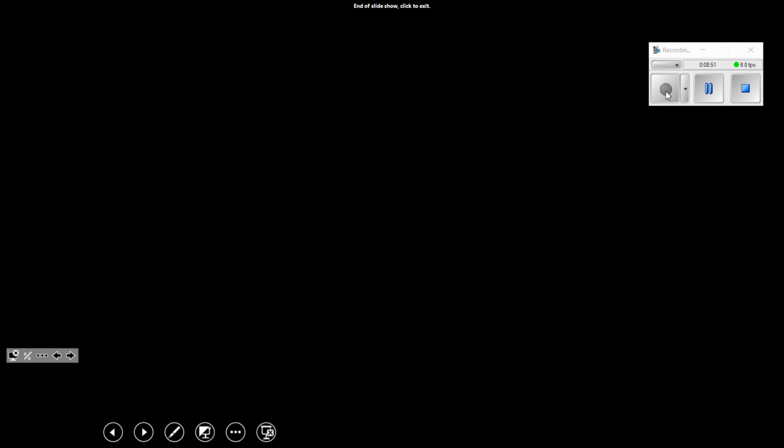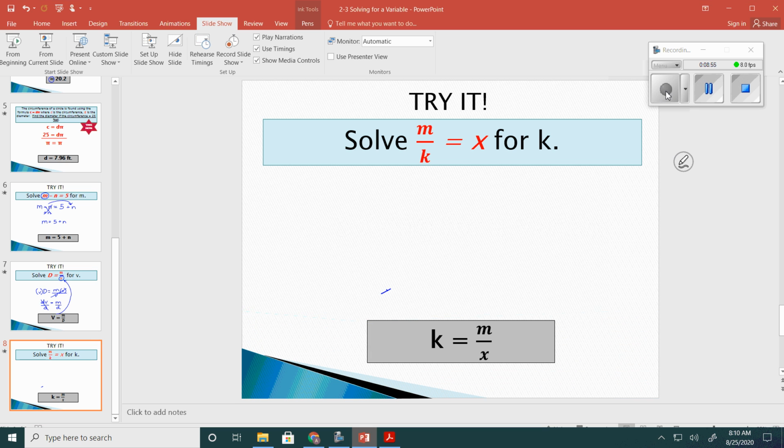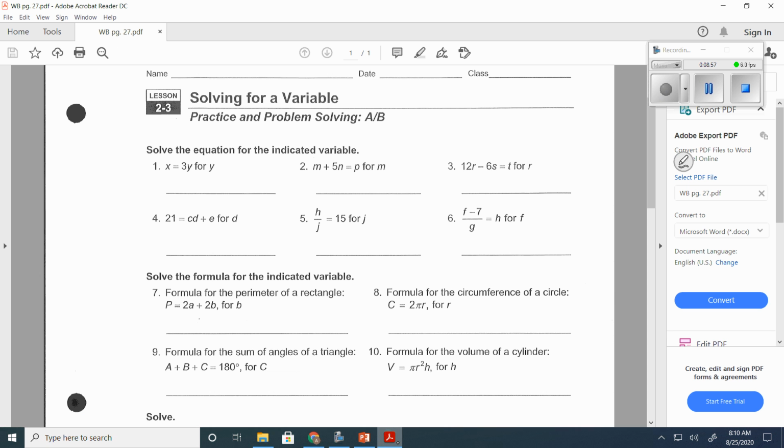And I hope that was enough examples to help you with your assignment. I tell you what, let me pull up the paper just to show you a couple things you'll be doing today. It says on the first section, 1 through 6, solve the equation for the indicated variable. x equals 3y, and you're solving for y. So I like to circle that.